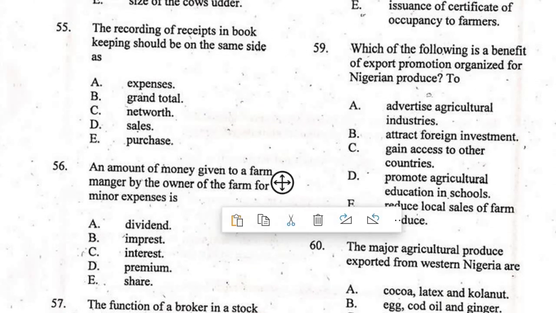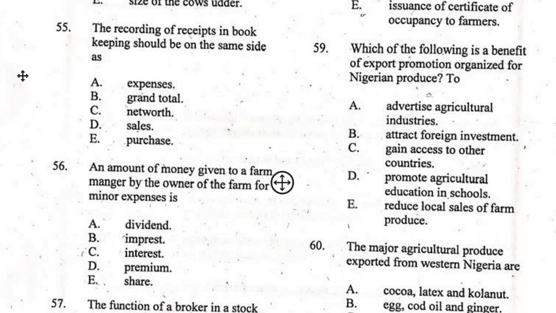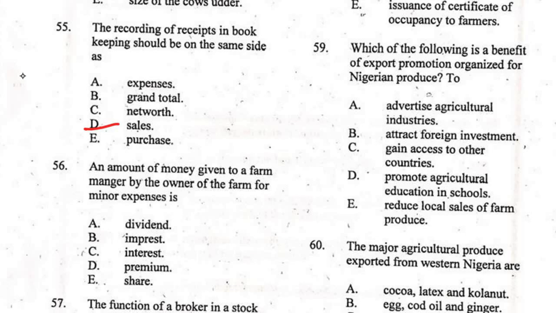The question says, the recording of receipts in bookkeeping should be on the same side as A, expenses, B, grand total, C, net worth, D, sales, E, purchase. For question 55, the right answer is D, sales. So in bookkeeping, receipts represent the money received by the business, typically from sales or services rendered.